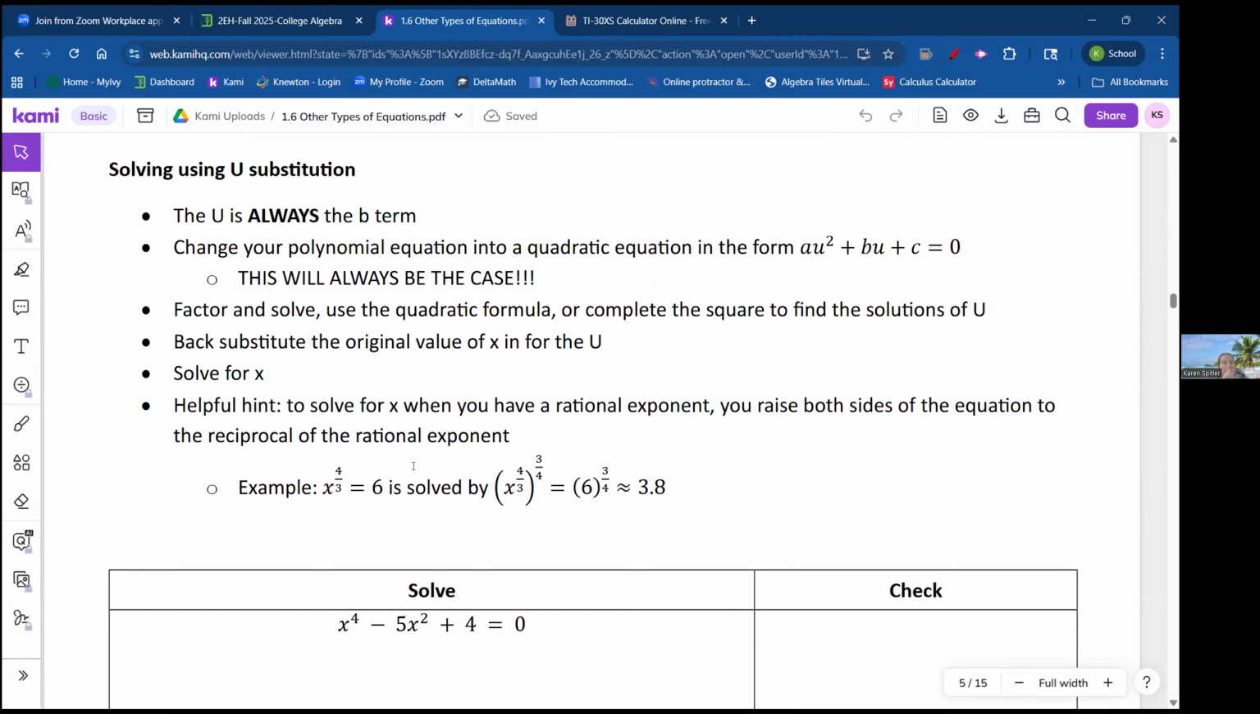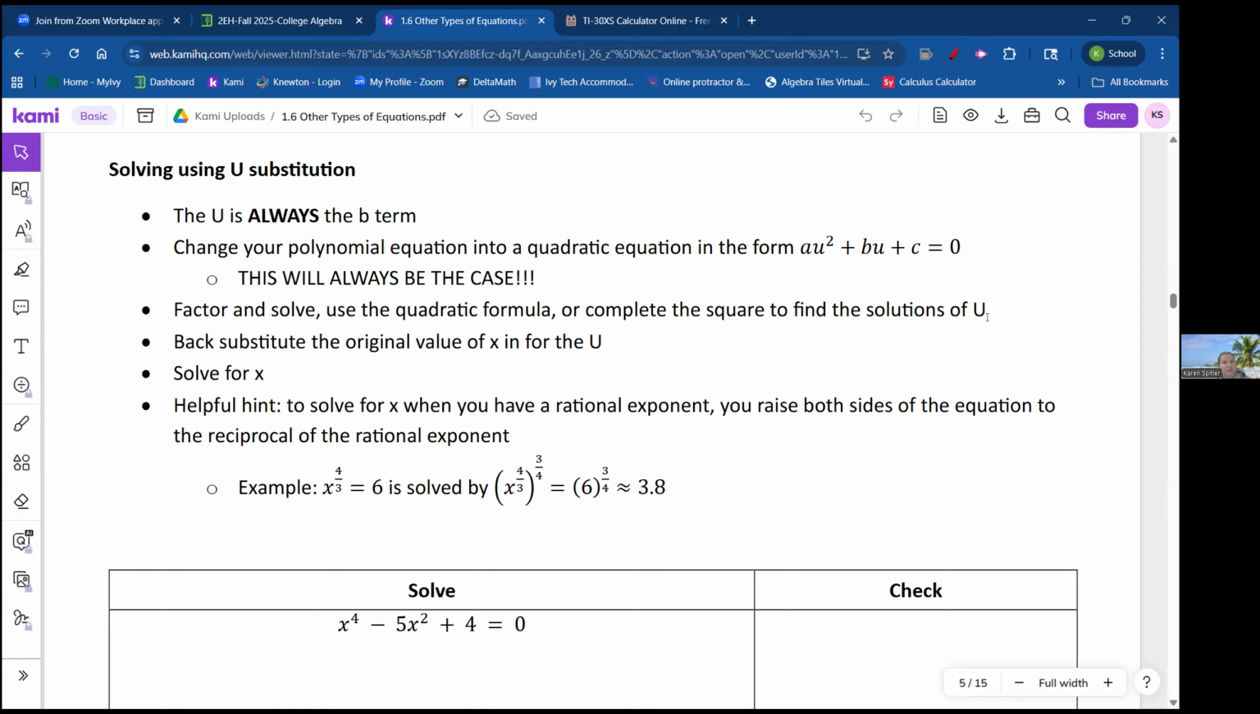Now, solving using U substitution, there are some things that you do. The U is always the B term. Change your polynomial equation to a quadratic equation in the form of AU squared plus BU plus C is equal to 0. And this will always be the case. It is never not the case. Always, always, always. Factor and solve, use the quadratic formula, or complete the square to find the solutions for U. Just so you know, you will be able to factor all of them.